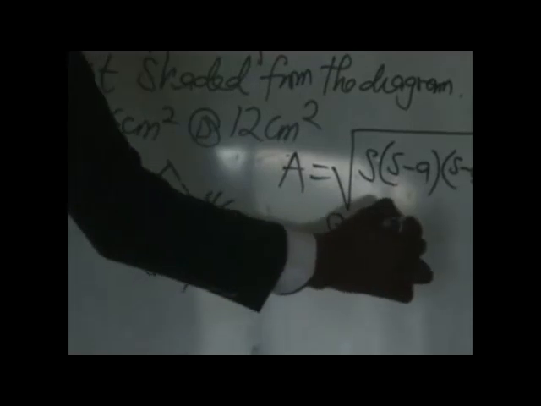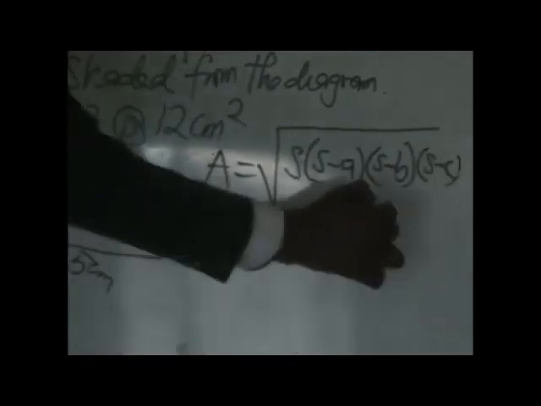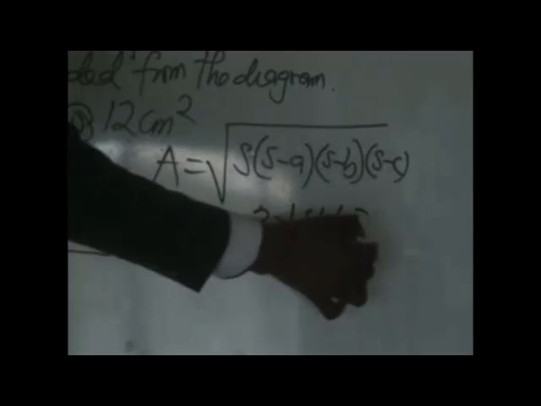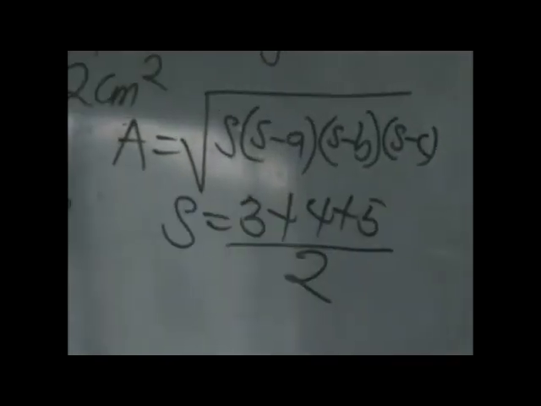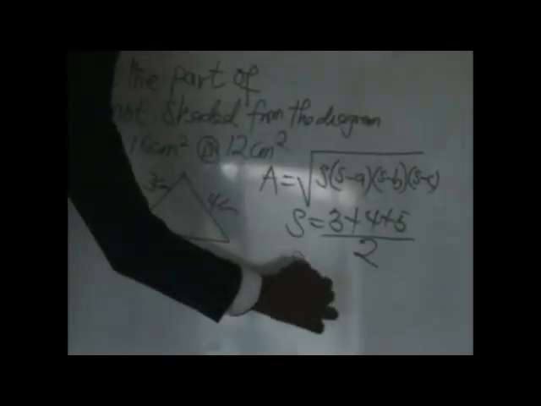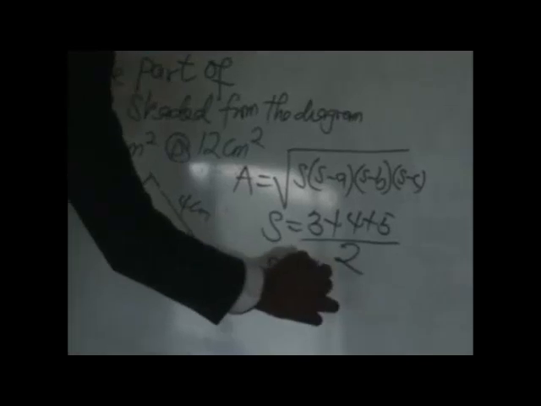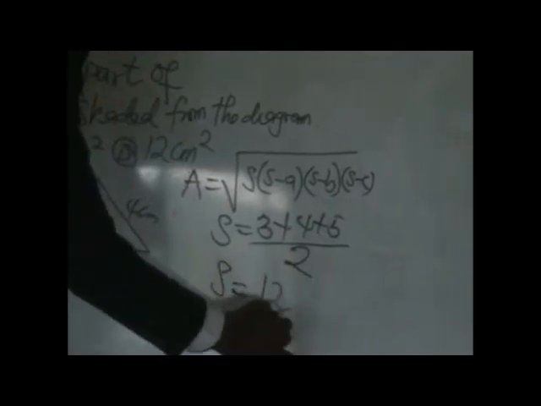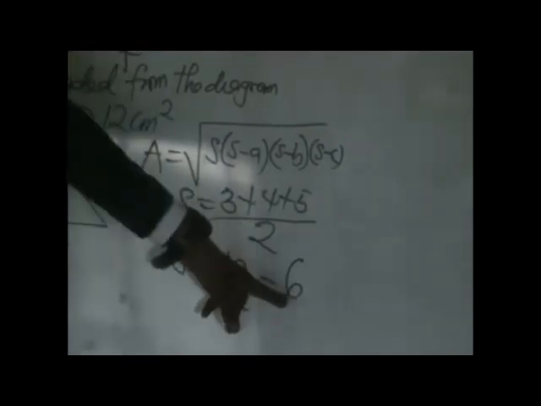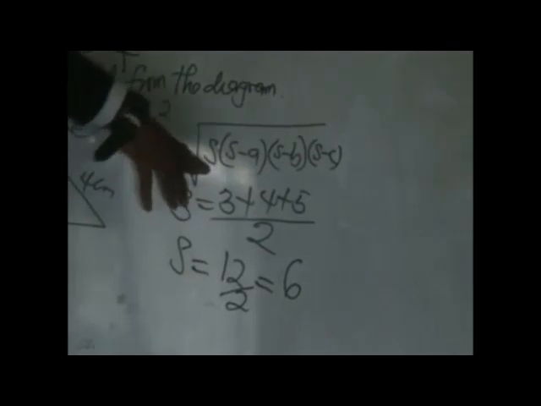So what you simply do now, you need to find S. S represents the semi-perimeter. So S is 3 plus 4 plus 5, all divided by 2. That's how you sum everything together and take the average. So S equals 3 plus 4 plus 5. Everything will give you what? 12, over 2. So S becomes 6. Now the value of S here is 6. So you need to substitute 6 for S in this expression.